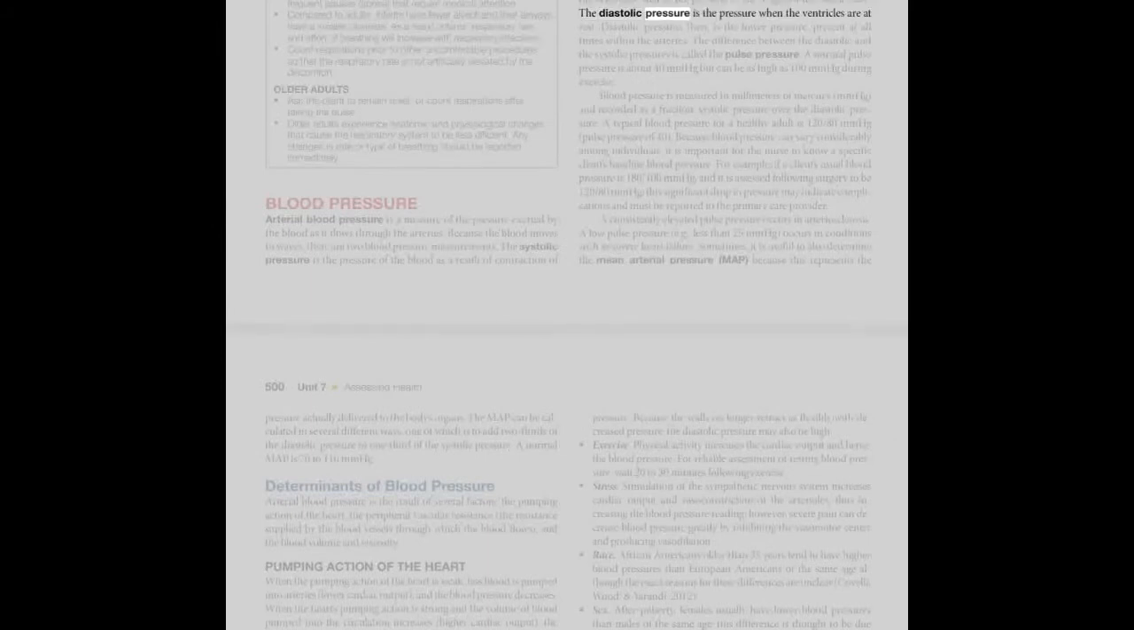The diastolic pressure is the pressure when the ventricles are at rest. Diastolic pressure, then, is the lower pressure, present at all times within the arteries. The difference between the diastolic and the systolic pressures is called the pulse pressure. A normal pulse pressure is about 40 mmHg, but can be as high as 100 mmHg during exercise.